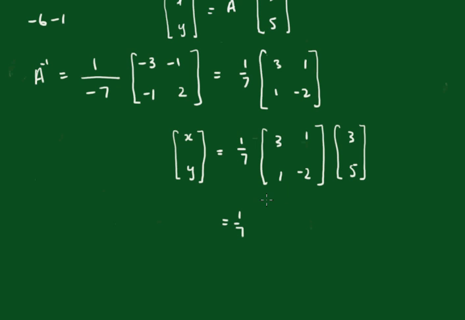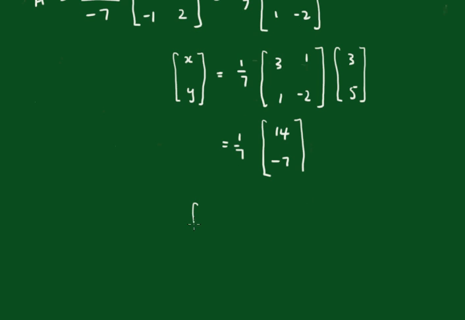And we're going to get here, now 3 times 3 is 9, and 1 times 5 is 5, and 9 and 5 are 14. 1 times 3 is 3, and minus 2 times 5 is minus 10. That gives me minus 7. And that's rather nice, isn't it? Because now we take the 7 inside, we get that x, y is equal to, you could actually leave it like this, 2 and negative 1 is our answer. Which of course means that x equals 2 and y equals negative 1.